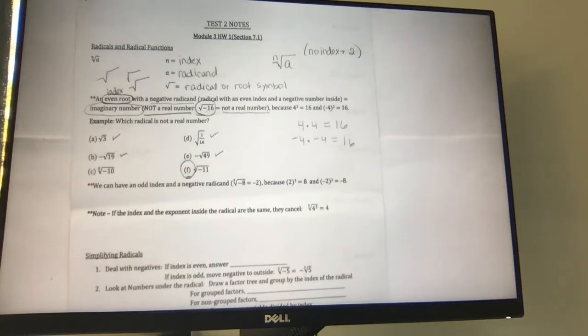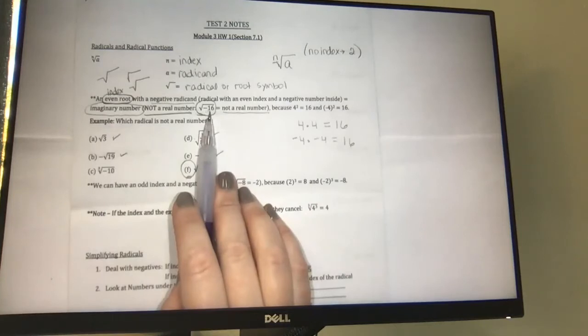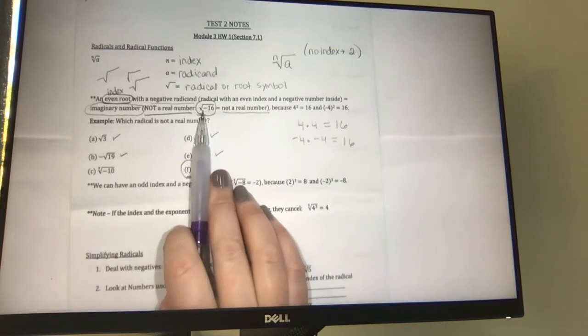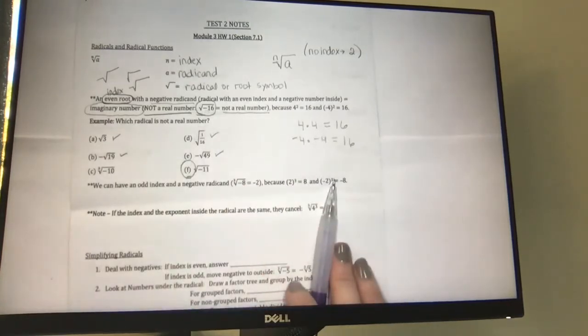Okay, so remember, your index tells you how many times do I multiply a number by itself to get the radicand. So for this one, for square root of -16, I would have to multiply a number by itself twice to get -16. And we proved that's not possible. There's no way to do that.